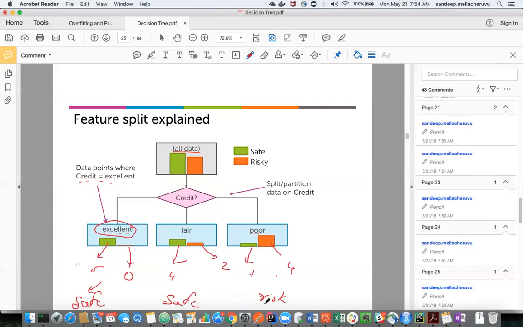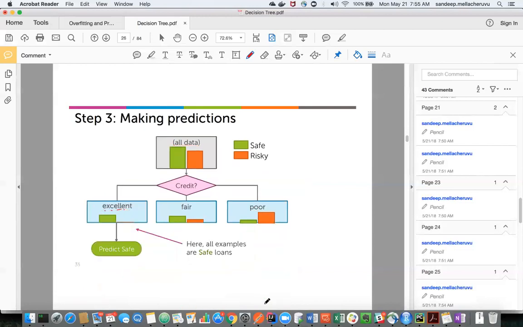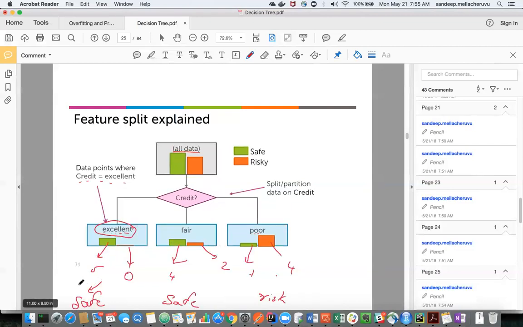Okay, that's what he was saying here. But the problem is predicting safe here is not the same as predicting safe here. Why is that? Here there are some risky loans also. You are not considering them and you are immediately predicting it as a safe loan. This is not proper because this is not exactly the same as this one. Are you getting it or not?